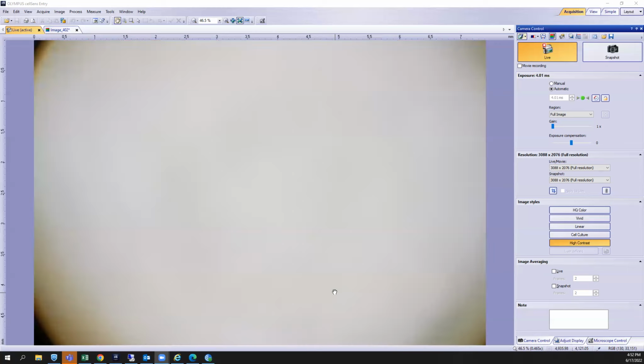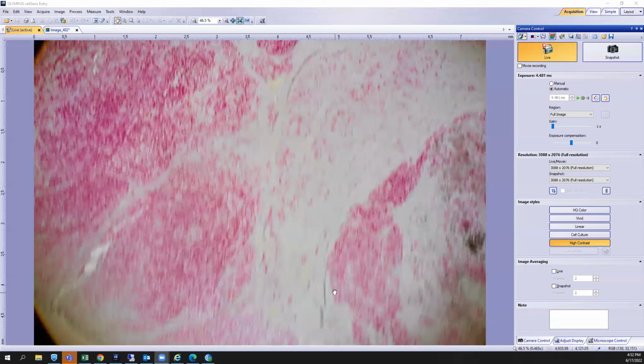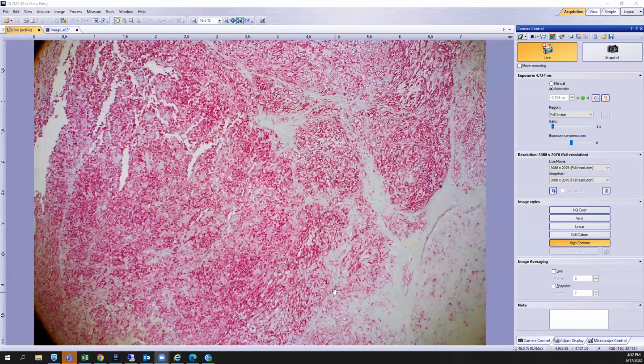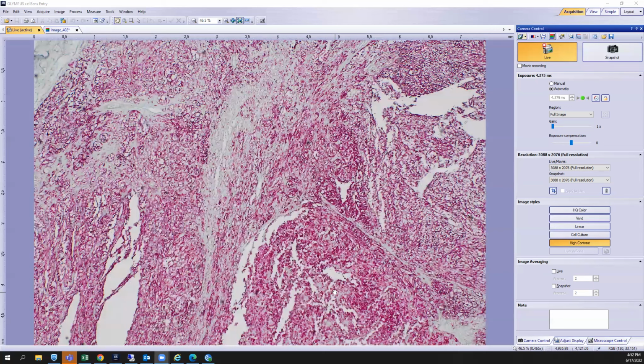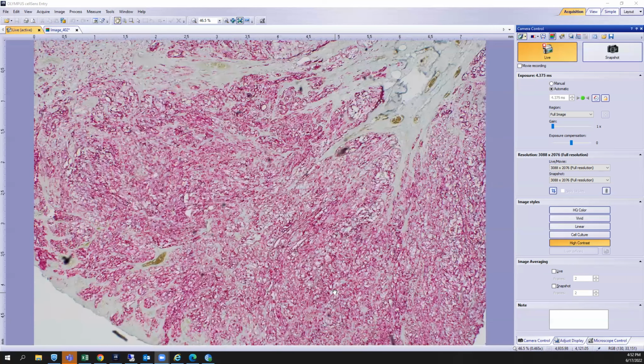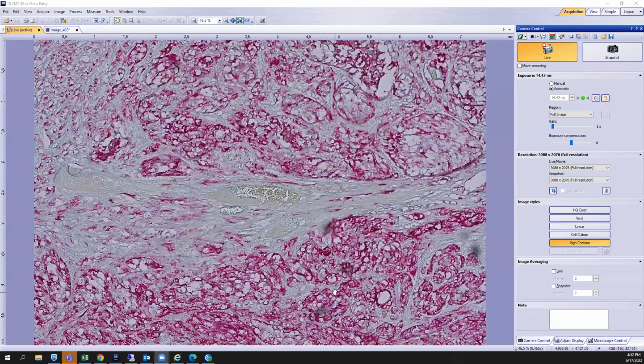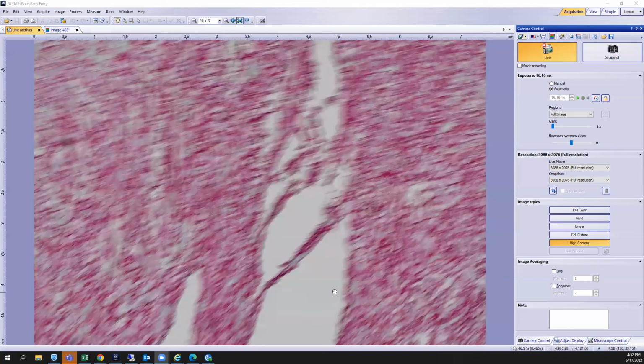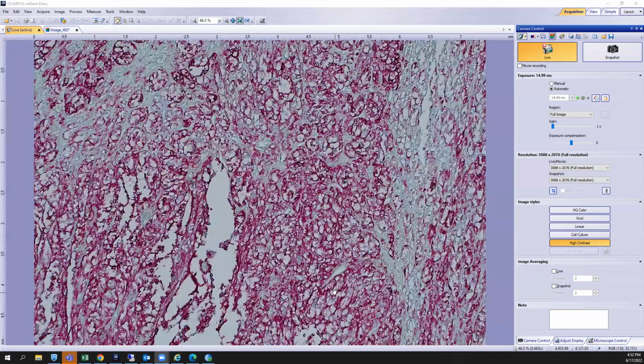HMB was also performed. So this is the HMB, or human melanoma black 45 stain. Typically, HMB is only expressed normally in junctional melanocytes, but is heavily expressed in malignant melanoma cells that extend deep into the dermis. And so this tumor is diffusely positive for HMB45. So that's highly supportive of a melanoma too.